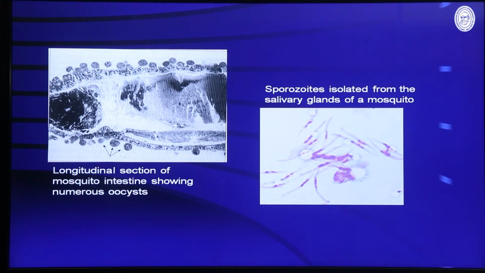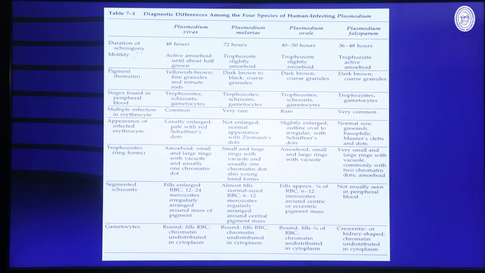Now, in this picture you can see the longitudinal section of a mosquito intestine showing numerous oocysts that are lined within the intestine. So, these are the longitudinal sections, and you can see within the intestinal covering that the oocysts are positioned here, and these are the sporozoites that are isolated from the salivary gland of the female anopheline mosquito.